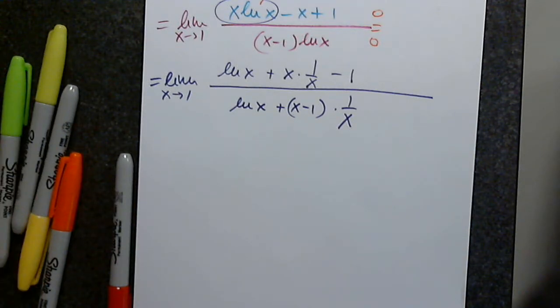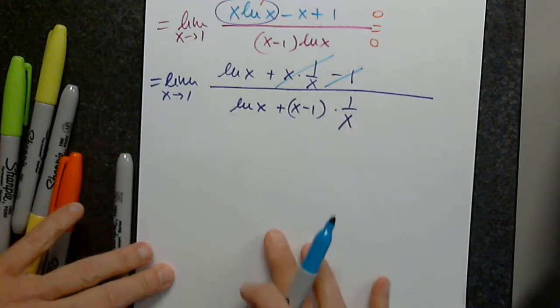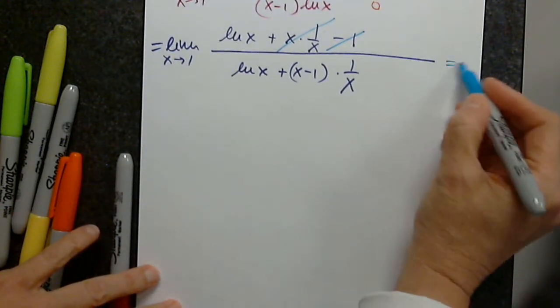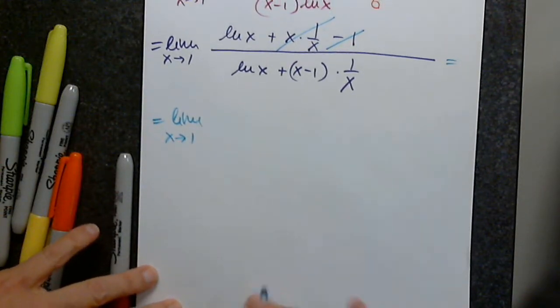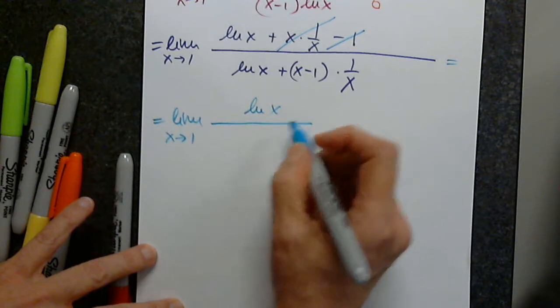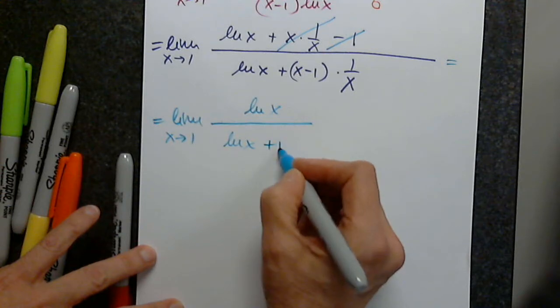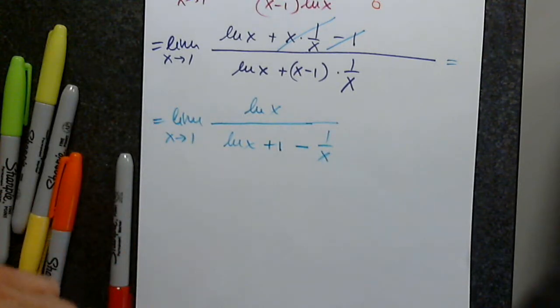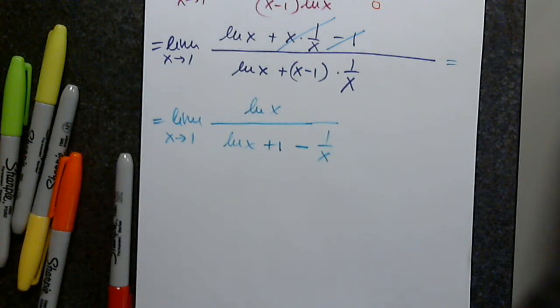Yes, everyone? Okay, so obviously x over x will be 1, and the 1 with the minus 1, these two will disappear. Agreed? So this is the limit as x approaches 1 of natural log x over natural log x plus, when I distribute 1 over x, 1 minus 1 over x. Why I did that is because I prefer non-products in case I need to differentiate again. So x over x will be 1, and minus 1 times 1 over x is minus 1 over x.